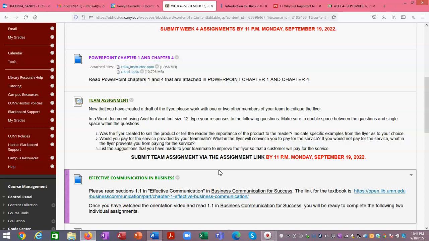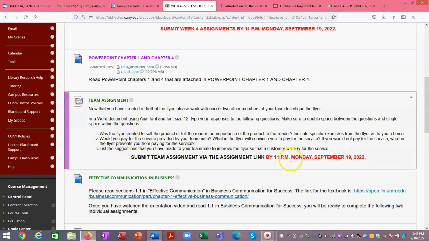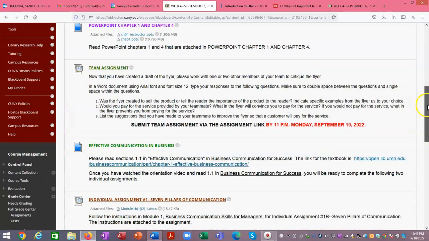The draft. Again, you have not created the flyer, and neither am I asking you to grade the flyer that your teammate posted as an example of the U attitude. I'm not asking you to do that. I'm asking you to critique the text of the flyer that your teammate has created. Okay, and you're answering these 3 questions and submitting them, of course, by Monday, September the 19th.